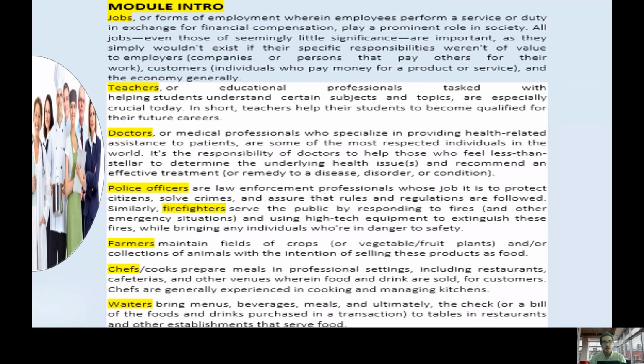Okay. Next, we have farmers. You notice how all of these are very different people. They're doing different things to society, but they're all equally as important. A teacher is as important as a doctor, as a police officer, as a farmer, etc.